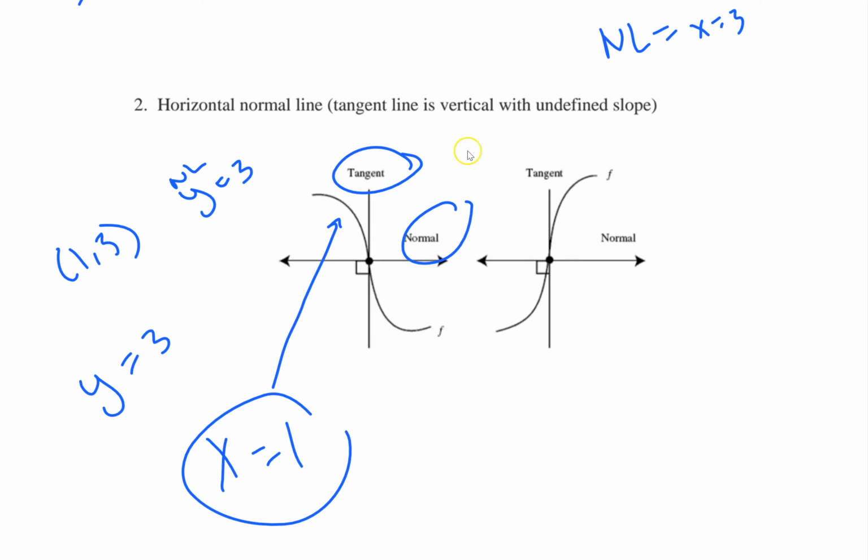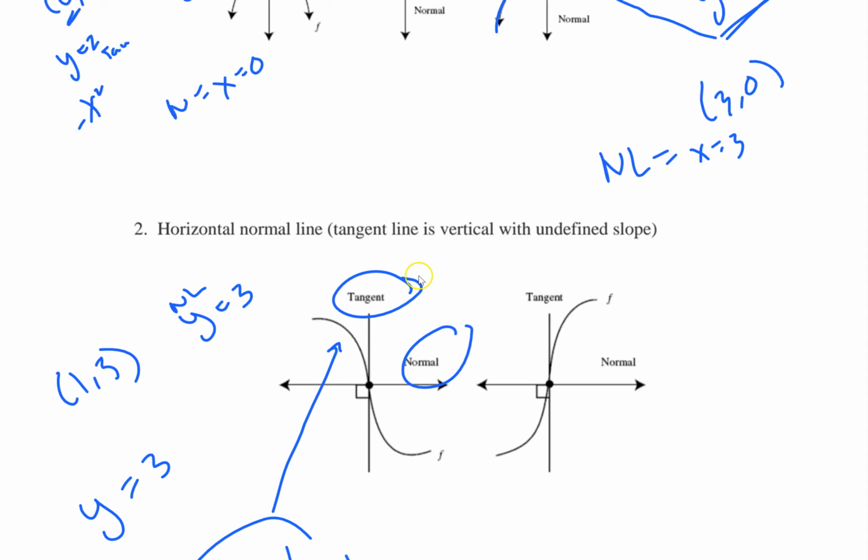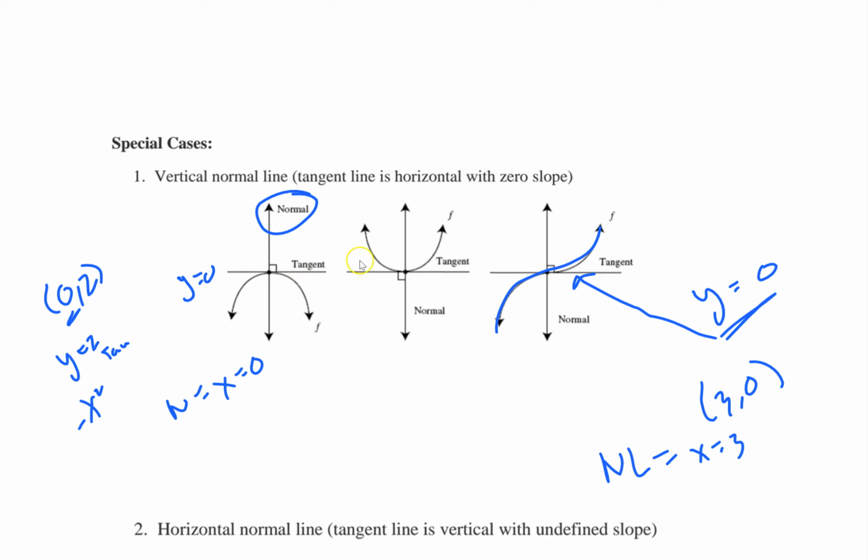That's the idea. So these special cases, right? When you get your tangent line and it's only one variable, that means your normal line is also going to be one variable. It's just the other variable. So if your tangent line is x equals 1, your normal line is going to be y equals something. If your tangent line is y equals something, your normal line is going to be x equals something. And that's it.